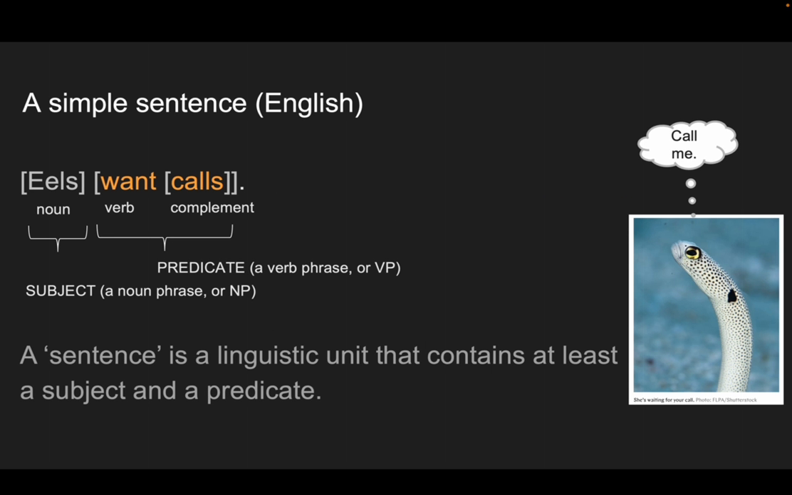Now, I've simplified this sentence down into a very basic form, making each of those constituents little so we can look at them more carefully. And now we have a definition of a sentence. A sentence is a linguistic unit that contains at least a subject and a predicate. We're going to clarify and explore that definition, but I think this is a pretty good summary.